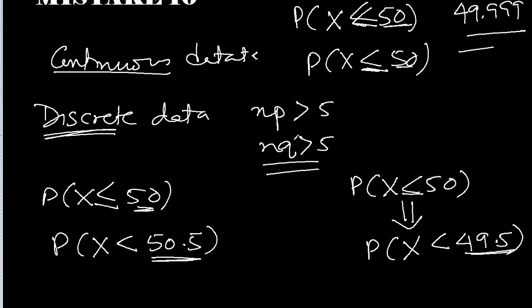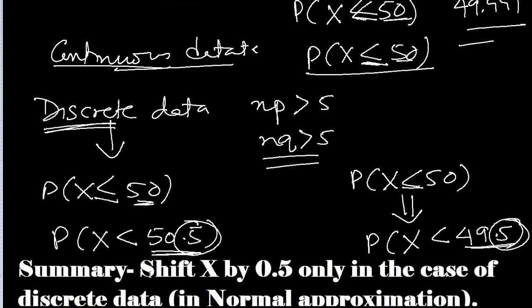I hope it's very clear that in discrete data you add or subtract 0.5 depending on the boundary, the number they have given, maximum or minimum. Accordingly you do it. But in continuous data, there is no need to add or subtract 0.5. This is for discrete data only. So the summary of this whole story is that shift your variable x by 0.5 based on the condition only for discrete data when we are using normal approximation. All the best for your exam.